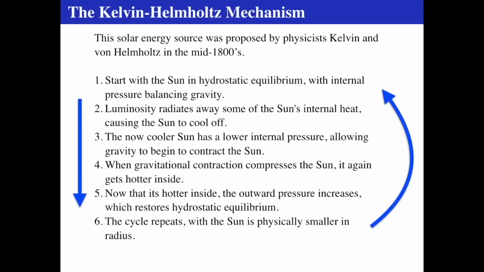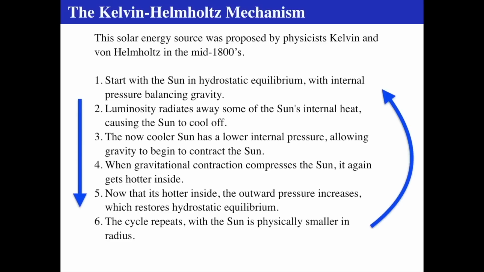So in the 1800s, two physicists, Lord Kelvin and von Helmholtz, developed an idea by which the sun could turn gravitational potential energy into light. If you start with the sun, as we did in the previous lectures, in hydrostatic equilibrium, with the internal pressure balancing the gravity, meaning it's hot enough in the center that gravity can't compress it, then the light from the sun, its luminosity, is radiated away, and it takes away some of the sun's internal heat, which means it gets cooler inside the sun.